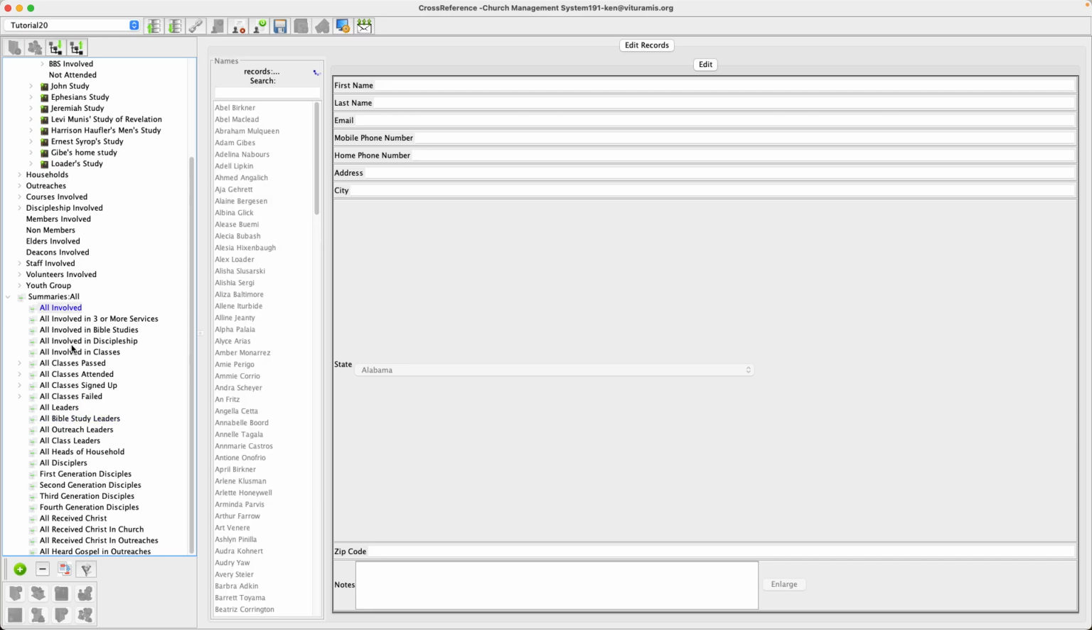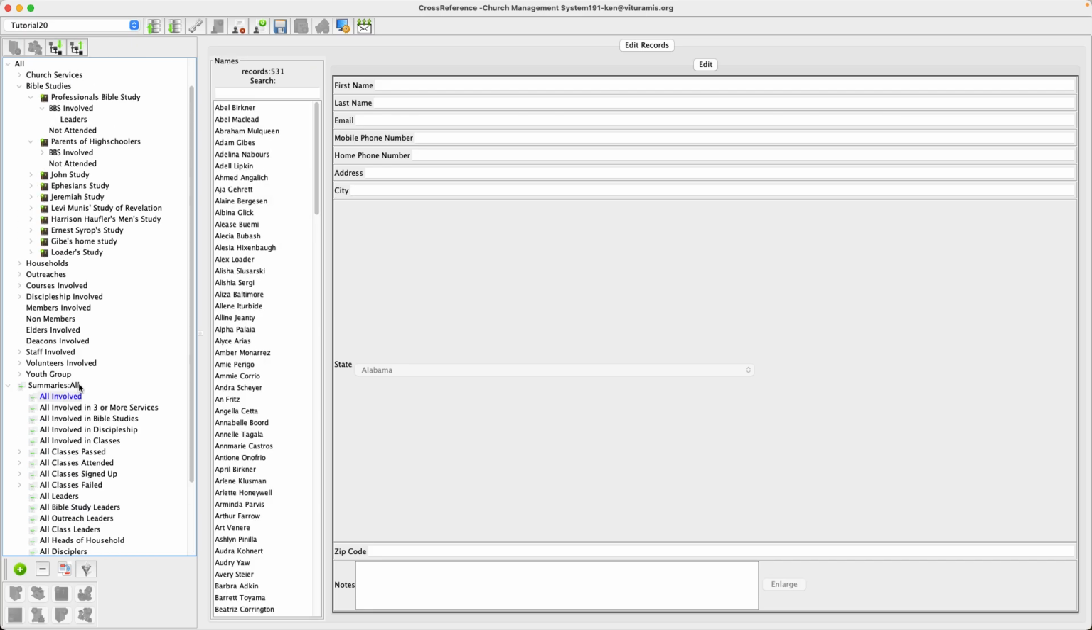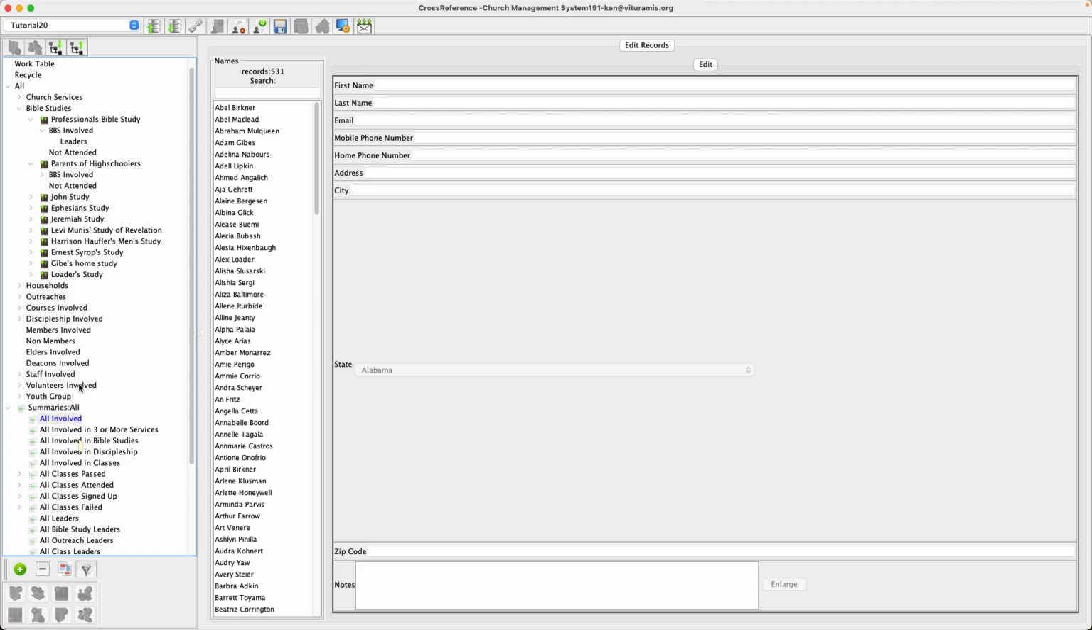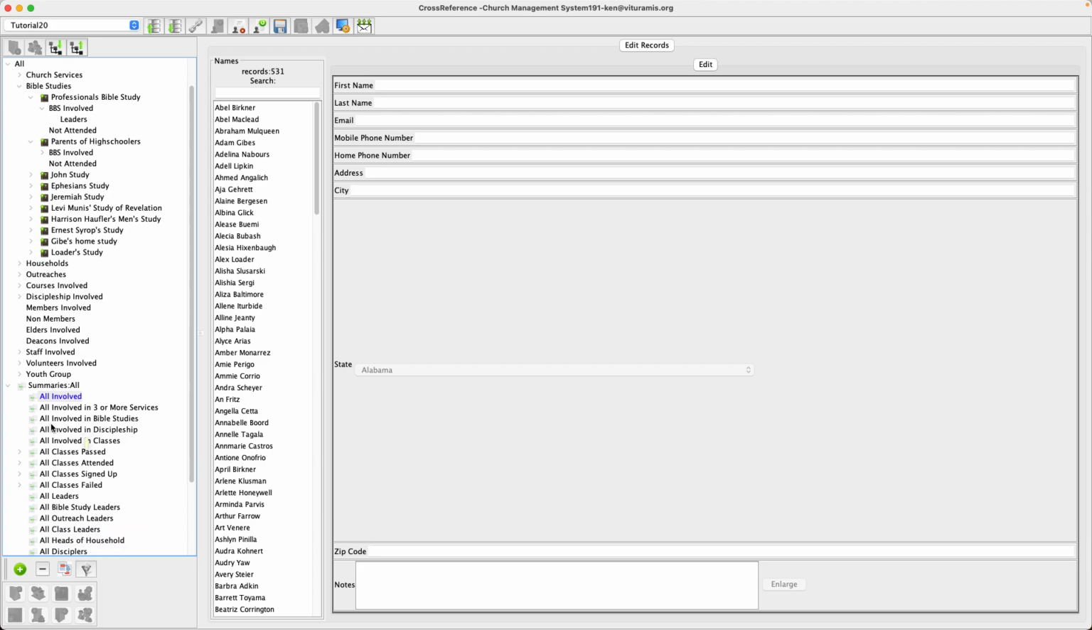All involved. This is the summary of everyone involved in the church in some way, shape, or other. They could be involved in a Bible study. They could have been coming to a service. They could have signed up for a class. They could have been involved in an outreach. They could be a member of the church. Whichever way that they're involved, that's all collected together in this summary, all involved, and it only takes one press of a button to get there.